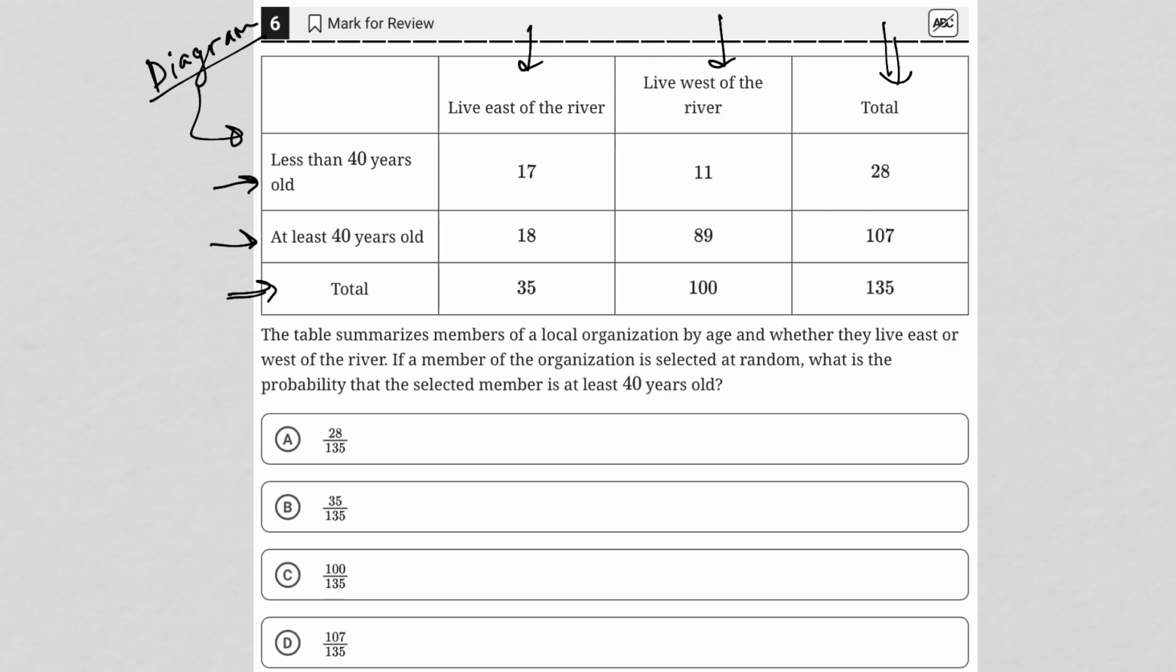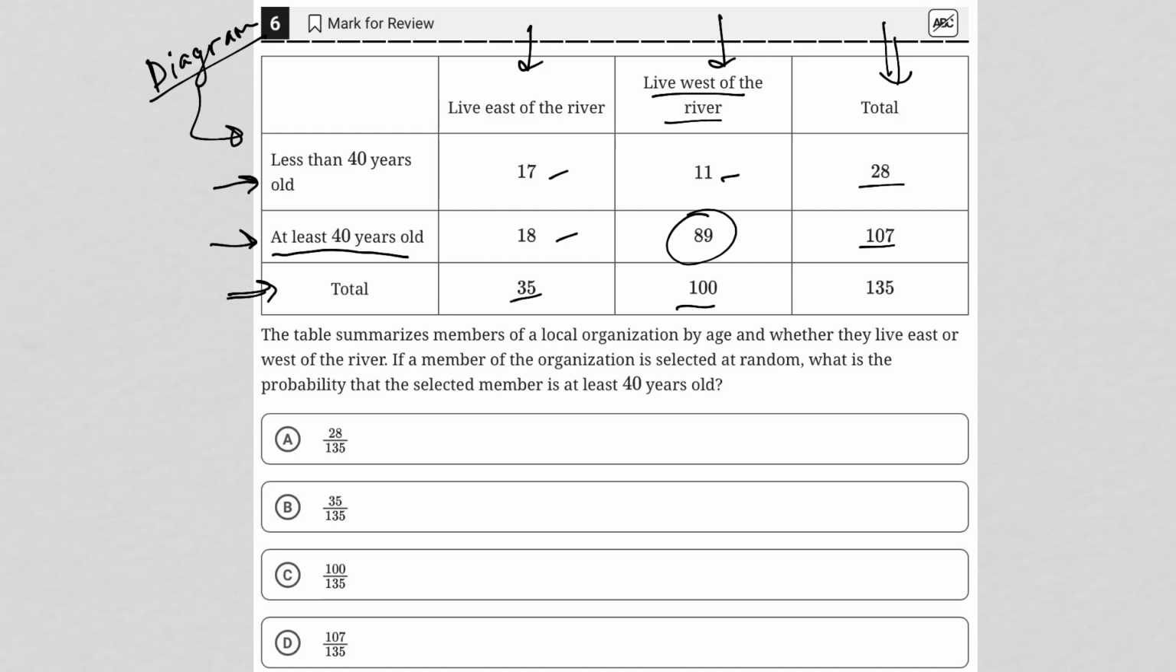So using what I call the pinpoint method, I'm going to circle this 89 here. And that number represents that there are 89 people, I assume, who are at least 40 years old and live west of the river, right? So because I'm able to interpret what that 89 means, I'm pretty sure I can interpret what the 17 and the 11 and the 18 mean. And then, of course, these numbers here are just totals across the row.